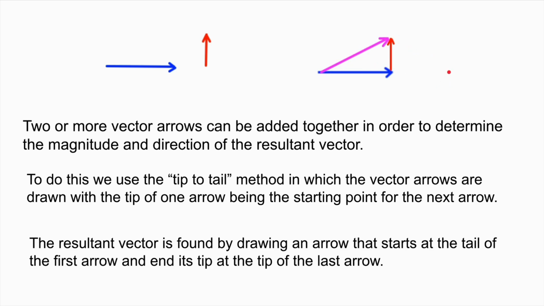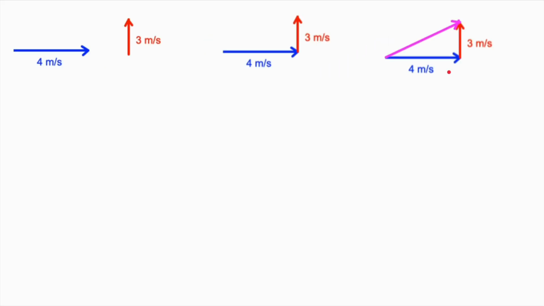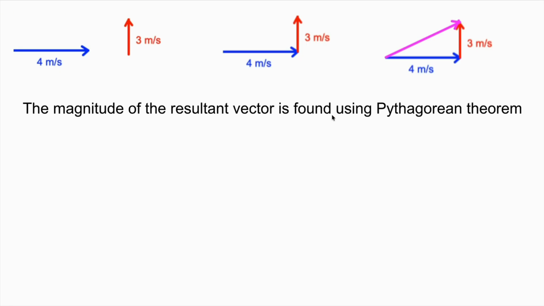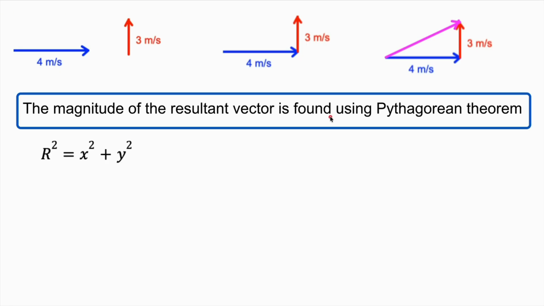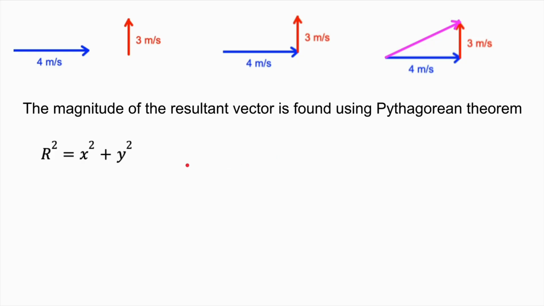Now, if I want to know the magnitude of this, what would I do? Well, let's say this one is 4 and this one is 3. So I would use the tip to tail and do this. I would draw my resultant vector. How do I find the magnitude of this? Well, if you've done any geometry, which I think you've done by now, you know you can use the Pythagorean theorem to do this. Remember the Pythagorean theorem just says: the resultant squared is equal to x squared plus y squared.